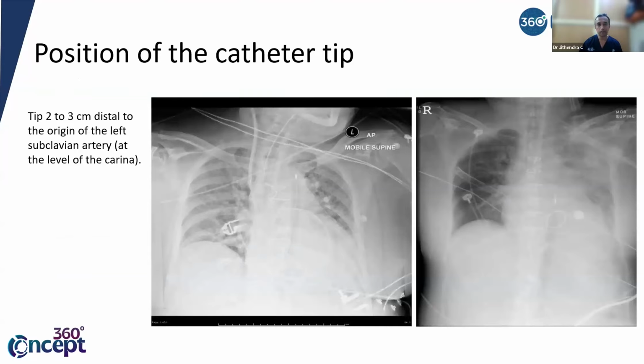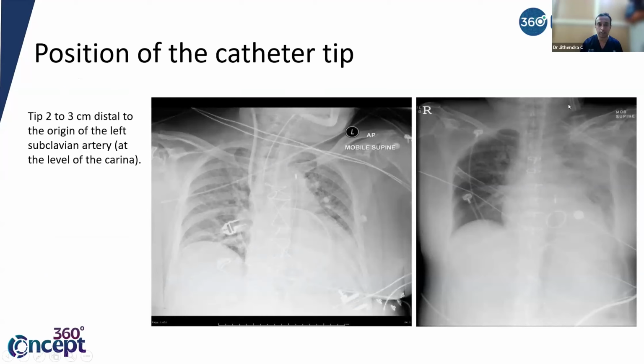Okay. Now coming to how do I know the position? That is usually done by radiography. You will be doing it in a cath lab, so you do a fluoroscopy and confirm it. Or after coming in the ICU, you can do a chest X-ray and confirm it. In these two X-rays, in both the X-rays, it is not in ideal position. Usually the tip should be at the level of the carina, just below the carina.